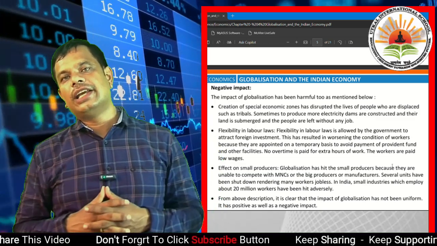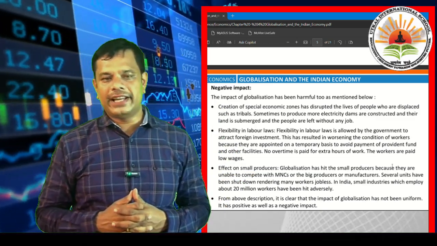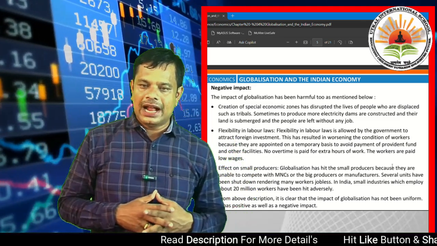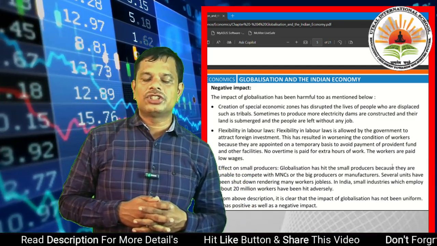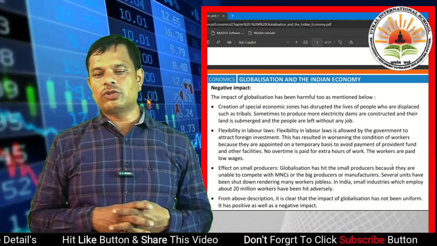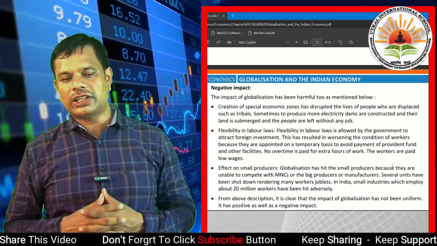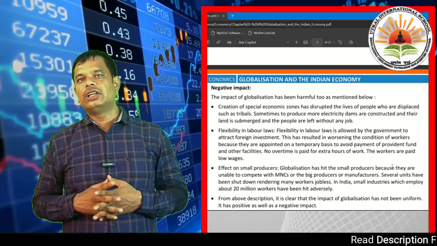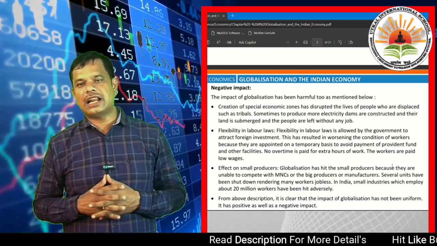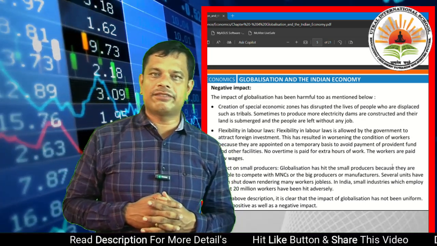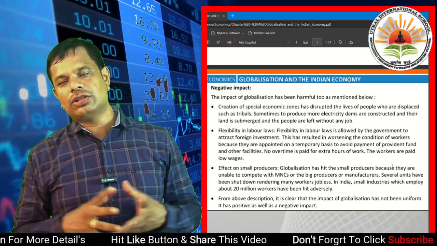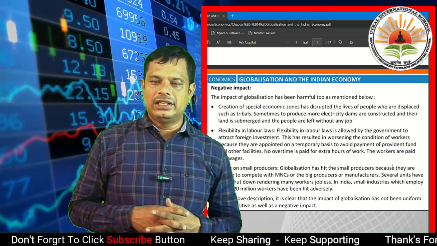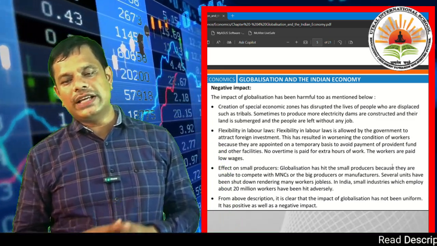Dear students, if you go for economic development or globalization, we have to create economic zones, and the lives of the people who are displaced, such as tribals, are affected. Sometimes to produce more electricity, dams are constructed and their land is submerged and the people are left without any job. So due to economic zones, tribal people are affected. Due to construction of dams for producing electricity, the people who live near the rivers are displaced, and they have left their homes without jobs.